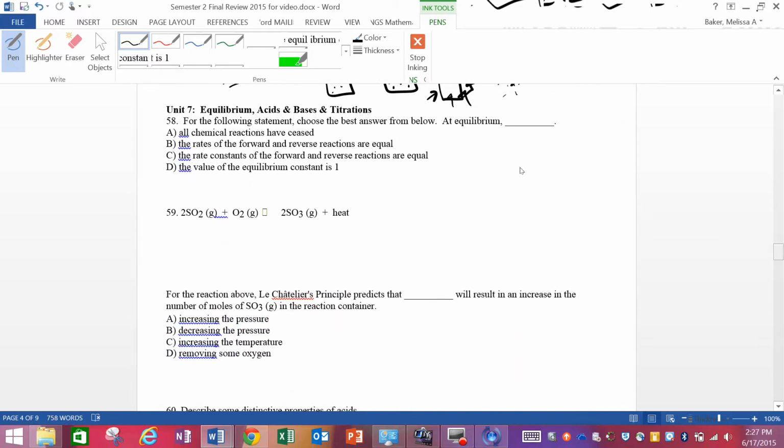Equilibrium. Remember I talked about how I've been lying to you all year, and reactions can actually be reversible. So what does equilibrium mean? This is when you've reached a place where the rates of the forward and reverse reactions are equal. So the rate at which reactants are turning into products is equal to the rate at which products are turning into reactants.